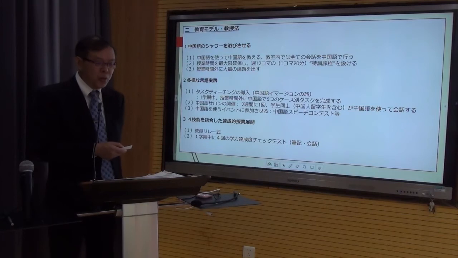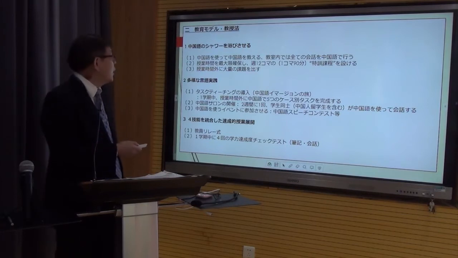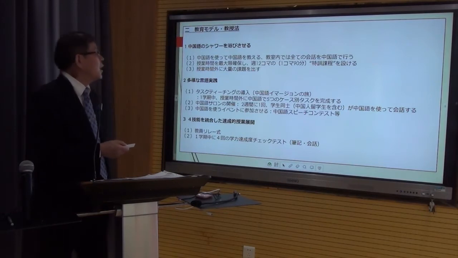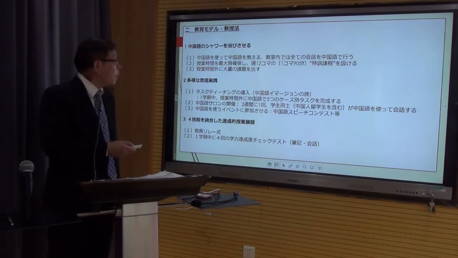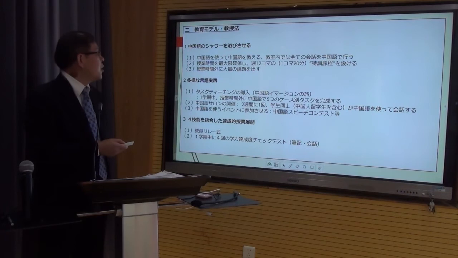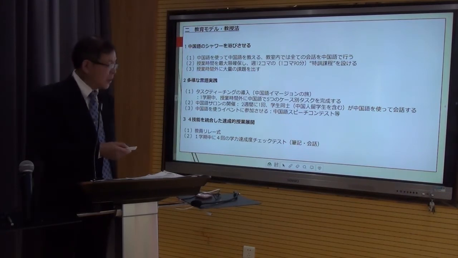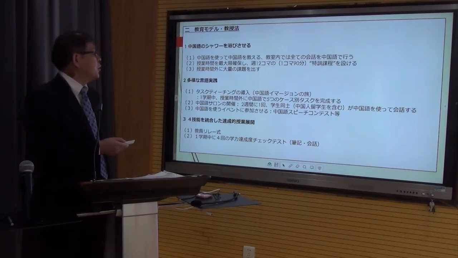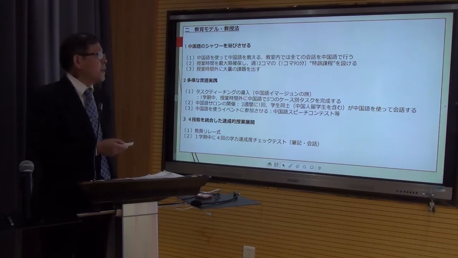Looking at the education model and pedagogy at Oberlin, we try to shower Chinese on our students as much as possible. And there are 3 ways to do this. One is to use Chinese to teach the Chinese language. Most of the teachers are native Chinese speakers, so all conversations in class would be done in Chinese.